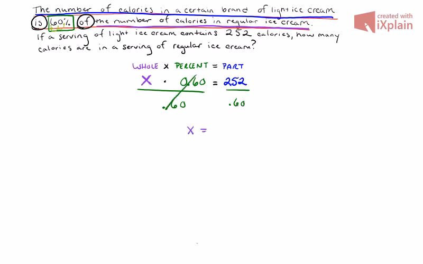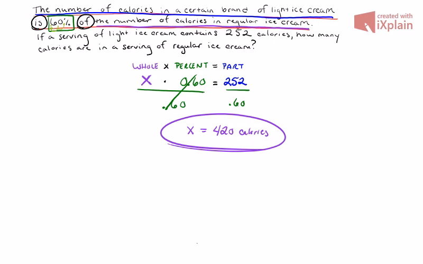In this case, we're going to undo that multiplication, as we always do, with division. So this means that X is going to be equal to, and if we either do this mentally or on paper, or if we use a calculator, we find that X is going to be equal to 420 calories. And there is our solution.